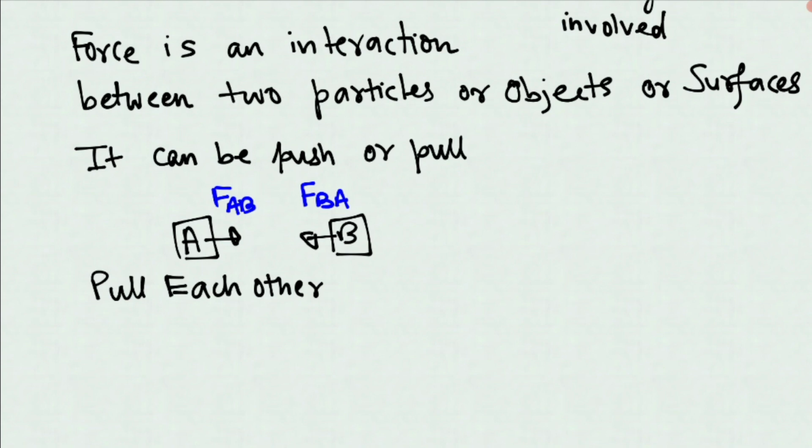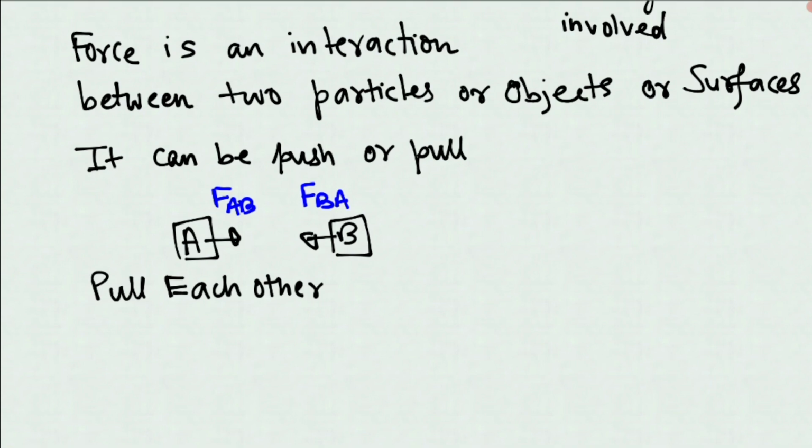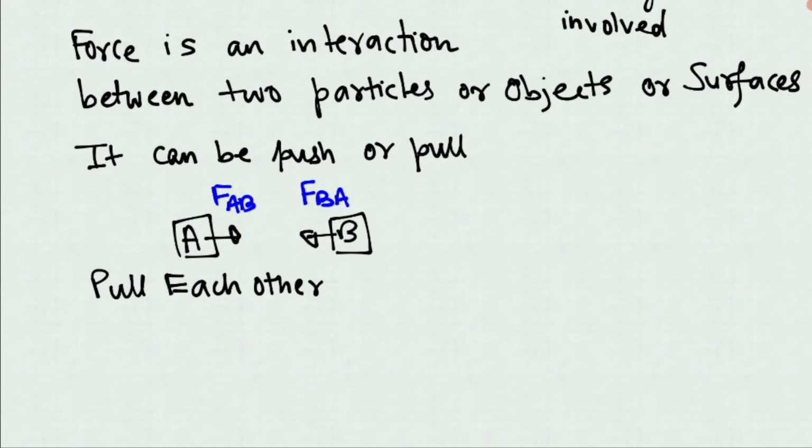Suppose A and B are fixed, then the forces tend to bring them closer. But suppose A and B are free to move, so they will start moving towards each other. For example, if the two objects are placed on a smooth surface, they will attract each other and be pulled towards each other.